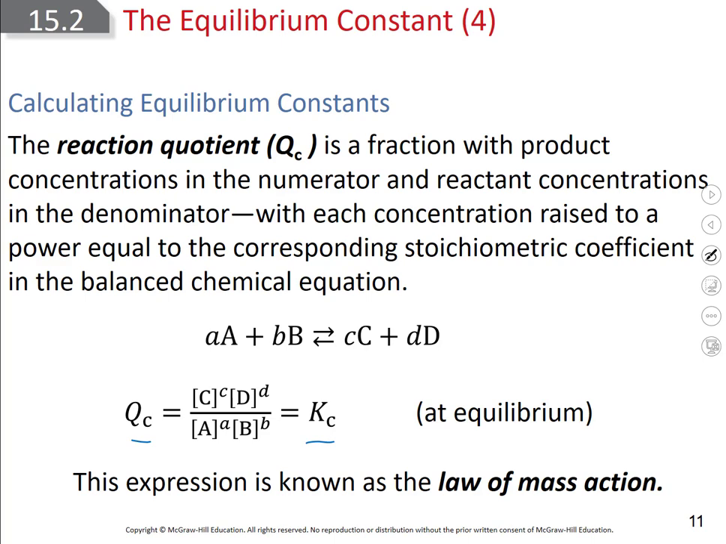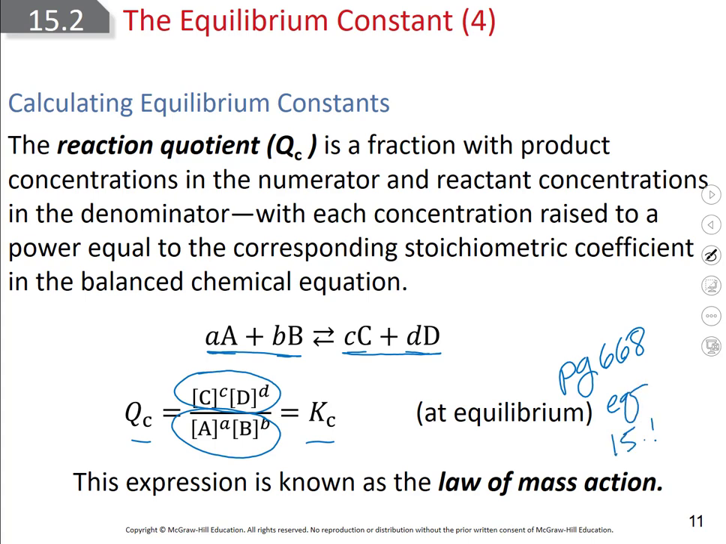So for a sample equation, A plus B goes to C plus D. Here are your products, so that's what goes on the top. And here are your reactants. That's what goes on the bottom, raised to whatever their stoichiometric coefficients are. If you're following along in the textbook at this point, we are on page 668, and this is equation 15.1, the equation for reaction quotient.